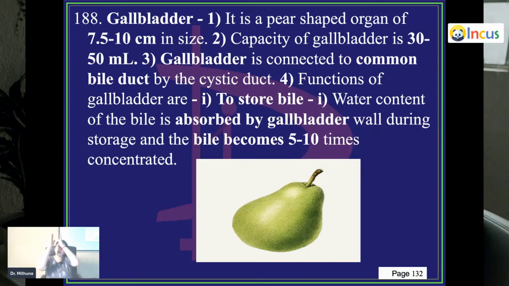So common hepatic duct is coming from up. The cystic duct comes and joins it, forming a common bile duct. And this common bile duct, along with the pancreatic duct, opens into the ampulla of Vater, finally opening into the duodenum, which is a part of the intestine.